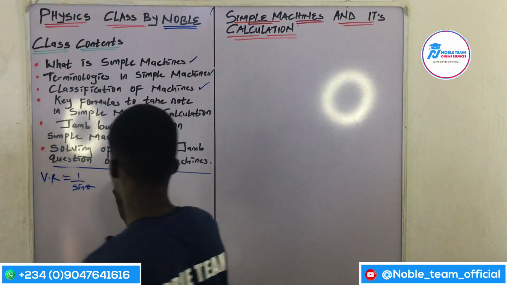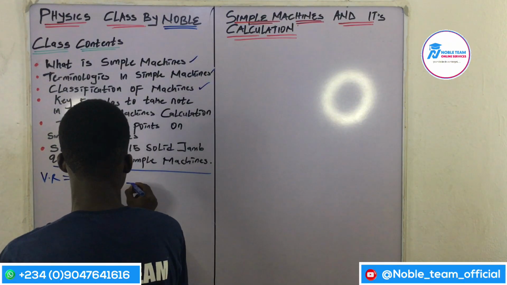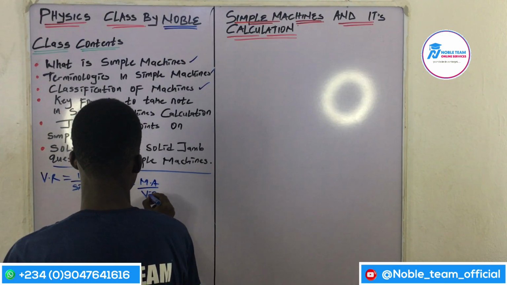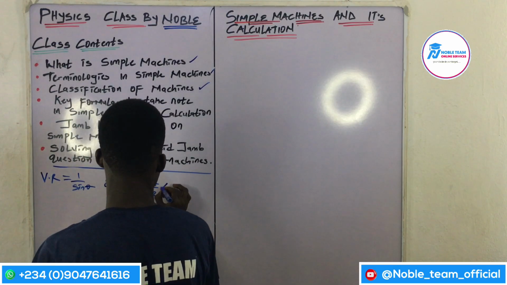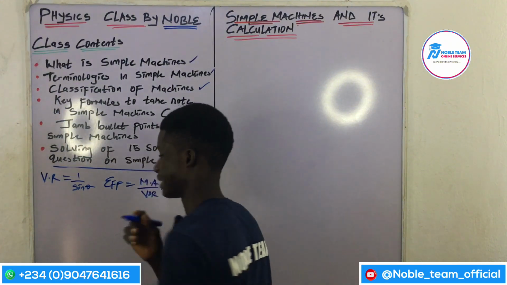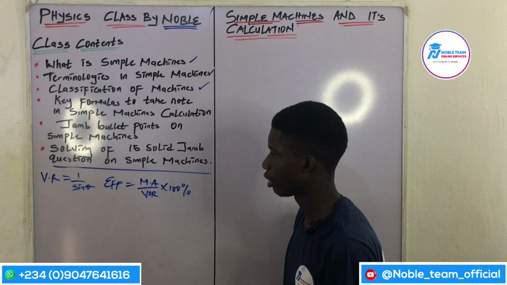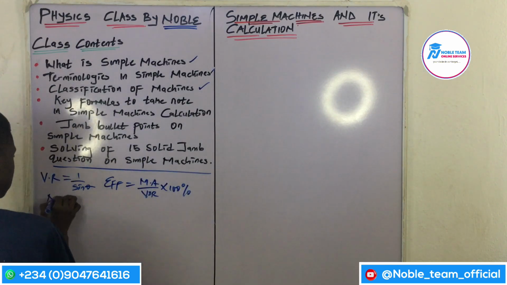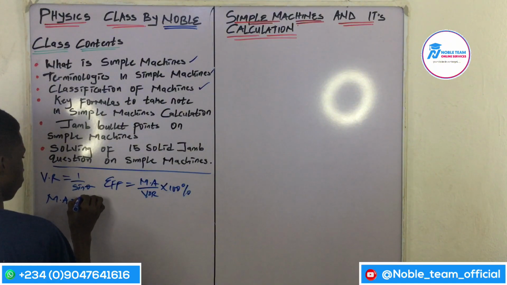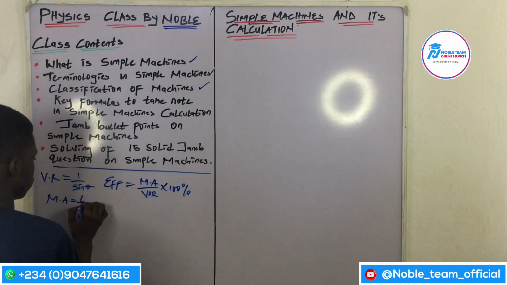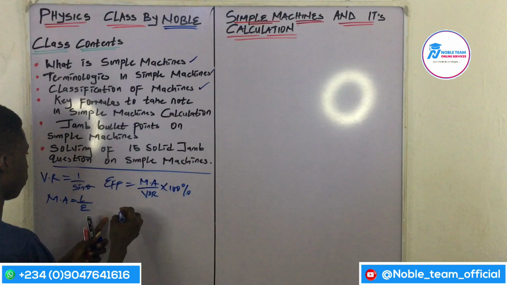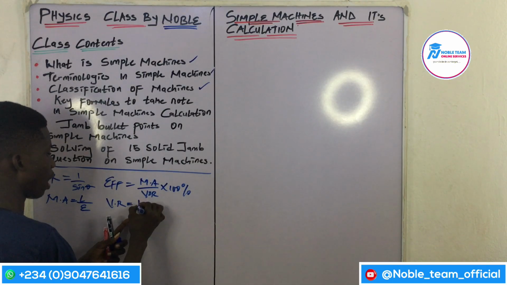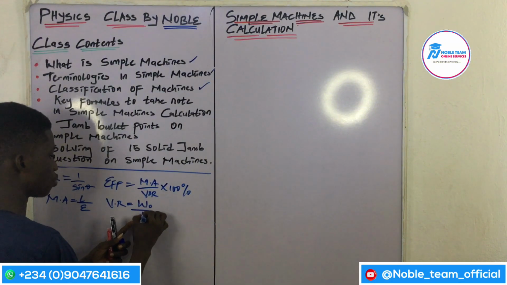We also have it that efficiency can be MA divided by VR, then multiplied by 100, because efficiency is a percent. Now, what do I need to write again? Okay, I have mechanical advantage, which is load over effort. And I also have the velocity ratio, which is the work output over the work input.